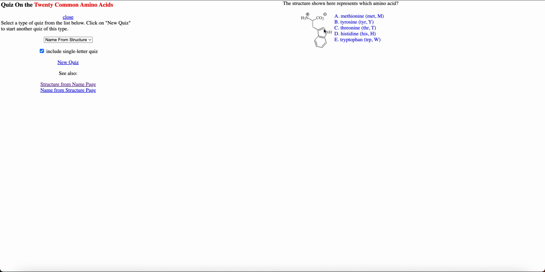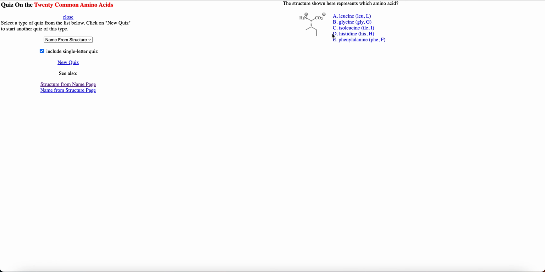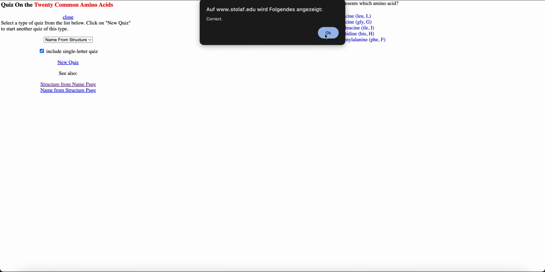The only structure that contains two rings is tryptophan. Good. Here we can see it's like CH3, and one of the CH3 also has a CH3. So what do you think? Histidine? No. Phenylalanine? No. Glycine? No. It's between leucine or isoleucine. So I think it's isoleucine. Correct.